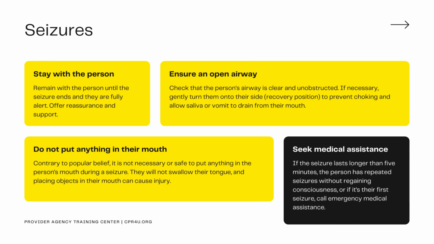Remain with the person until the seizure ends and they are fully alert. Offer reassurance and support. Ensure an open airway. Check that the person's airway is clear and unobstructed. If necessary, gently turn them onto their side to prevent choking and allow saliva or vomit to drain from their mouth.